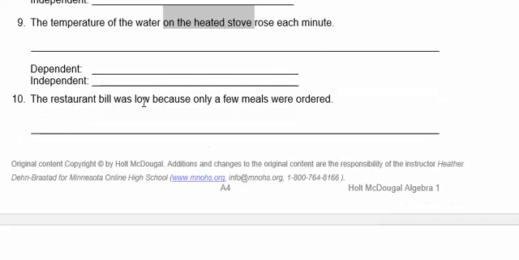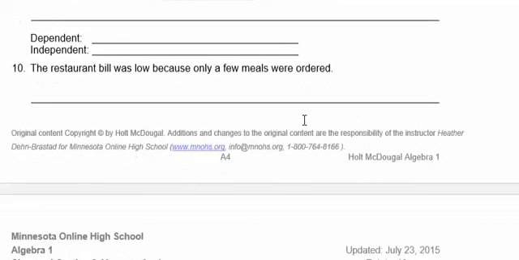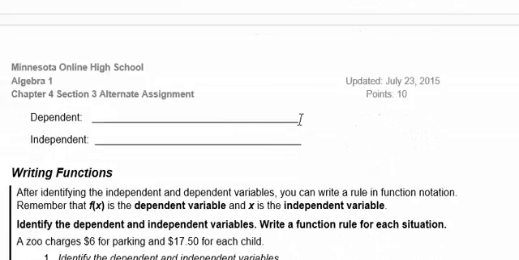The restaurant bill was low because only a few meals were ordered. The cost of the bill, the amount of the food, depends on how many meals were ordered. So you're going to write something like that. The cost is going to depend on the amount of food.